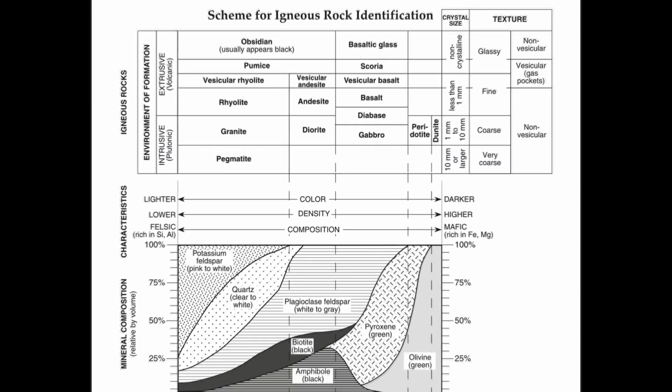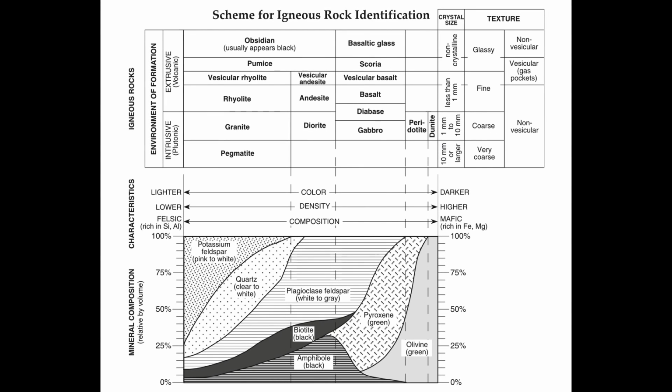Now let's zoom back out and see what else the chart tells us. This center area shows us color. The rocks on the left side are lighter in color, and on the right they're darker. Here's density. On the left side they're less dense, and on the right are more dense. And here's composition. The left side are felsic, meaning they're rich in silicon and aluminum, and the right side are mafic, rich in iron and magnesium.